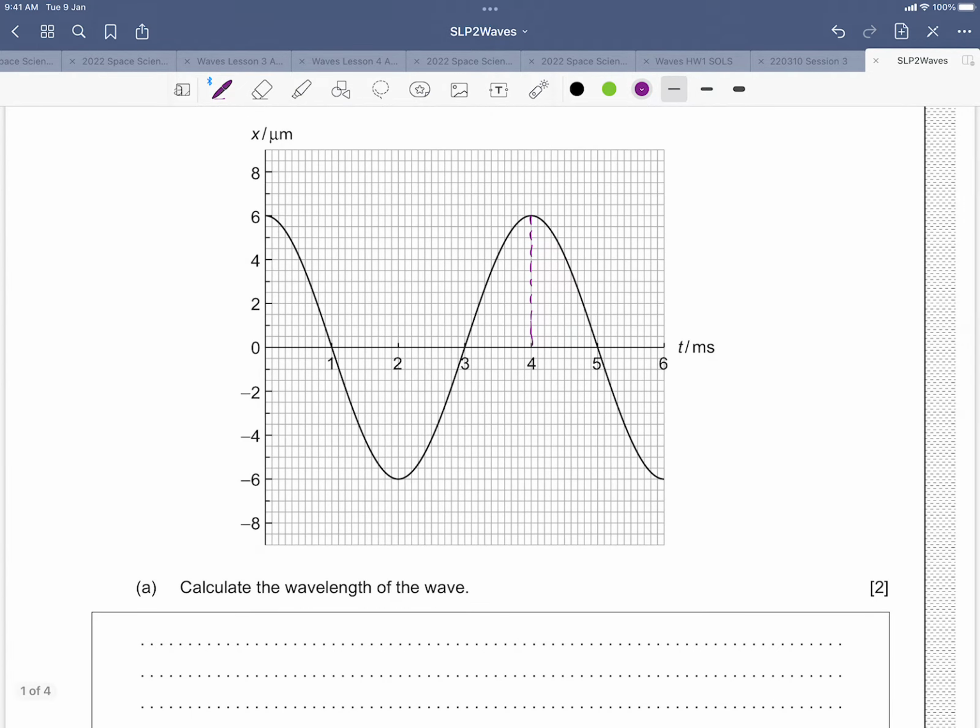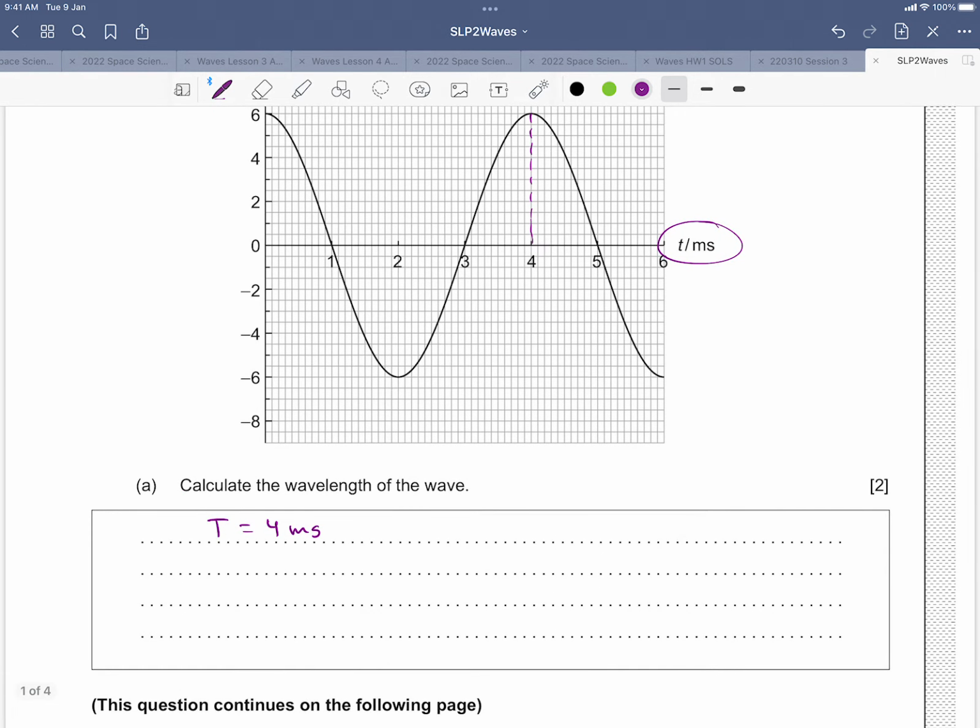So you read off the period and pay good attention to the units, right? We have milliseconds, we've got micrometers as a displacement. So the period is 4 milliseconds, and we want to find the wavelength. Now, a lot of you will be looking up the wave speed equation, and then maybe you will also be looking up that the frequency is the reciprocal of the period.